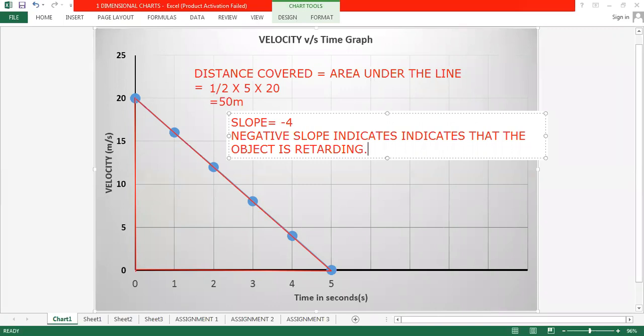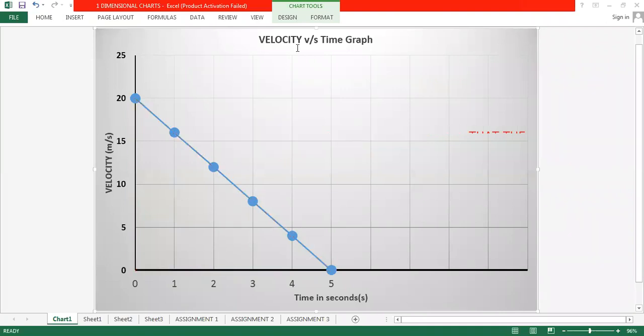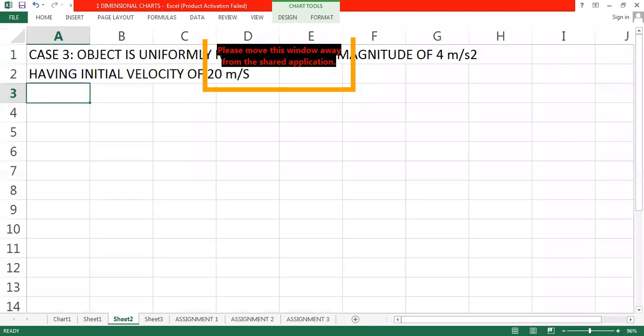Getting it, class? All of you? Is it very clear? So understand, we can find out the retardation as well by finding the slope, but the answer is negative. So the negative sign of the slope indicates the object is retarded. Now we will start with our next case. Write down the next case, beta.